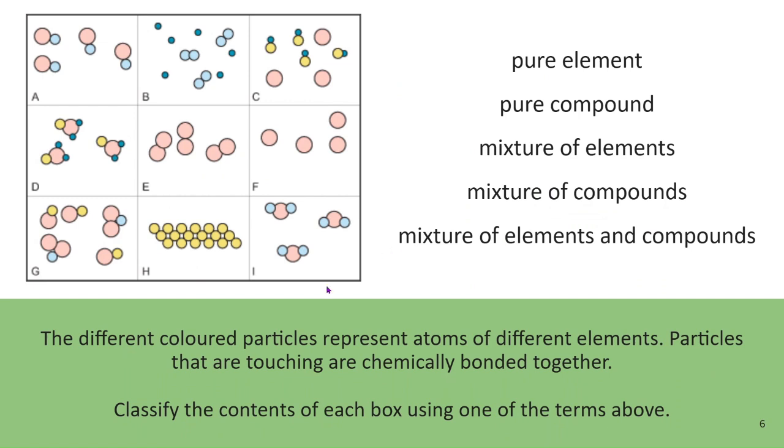So here is another question for you. First let's talk about the pictures, I guess. The different colored particles represent atoms of different elements, right? So each color and size is a different atom. The particles that are touching are chemically bonded together. So kind of like in our last problem, right? Anything that's touching, we can say is chemically bonded to the next thing.